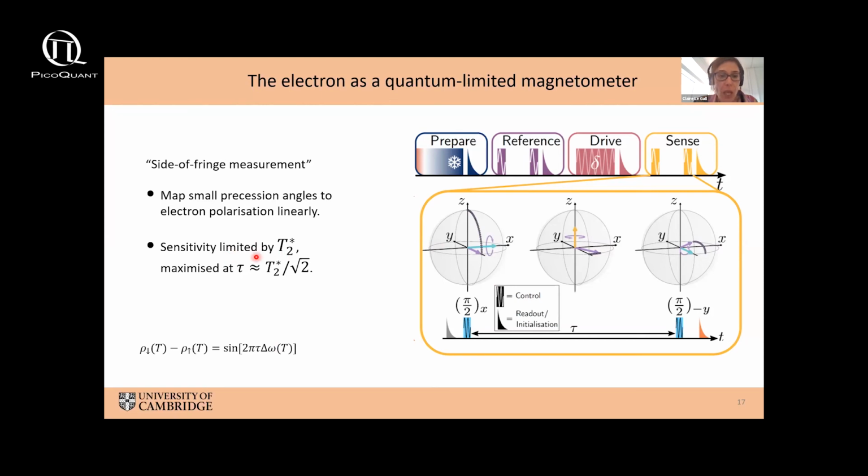Furthermore, you can't increase tau indefinitely. You are obviously limited by the T2 star effect. This is really a Gaussian decay on your signal. And so to maximize your sensitivity, you want to place yourself at a delay which is T2 star over root 2. And T2 star in our case is roughly 30 nanoseconds.